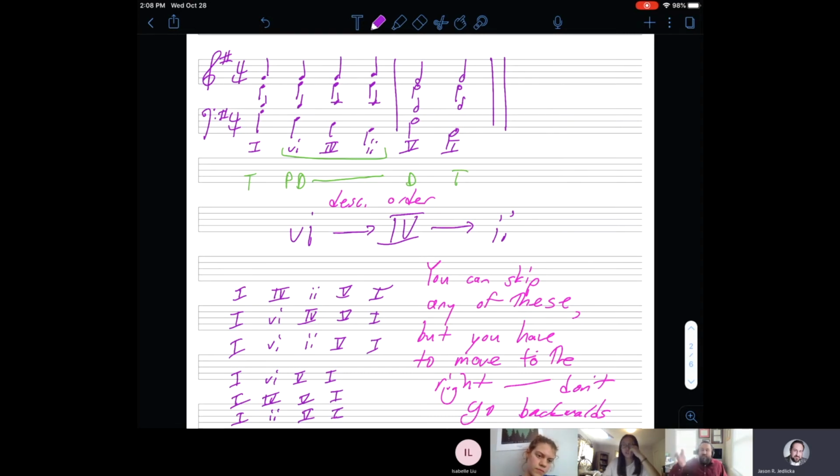And of course, if you end on a half cadence, you would just stop with the 5. You wouldn't resolve it to 1. And then, of course, if you use all 3 predominant chords, you have 1, 6, 4, 2, 5, 1. Like that. So in a sense, those are all of the possible combinations. There's 1 with all 3 predominants, 3 with 2 of the predominants, and then 3 with only 1 predominant.